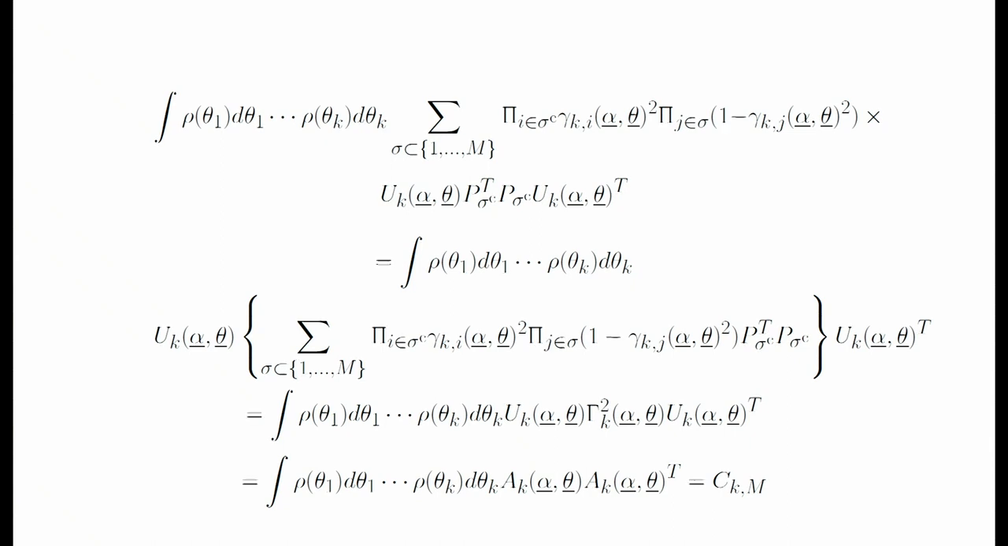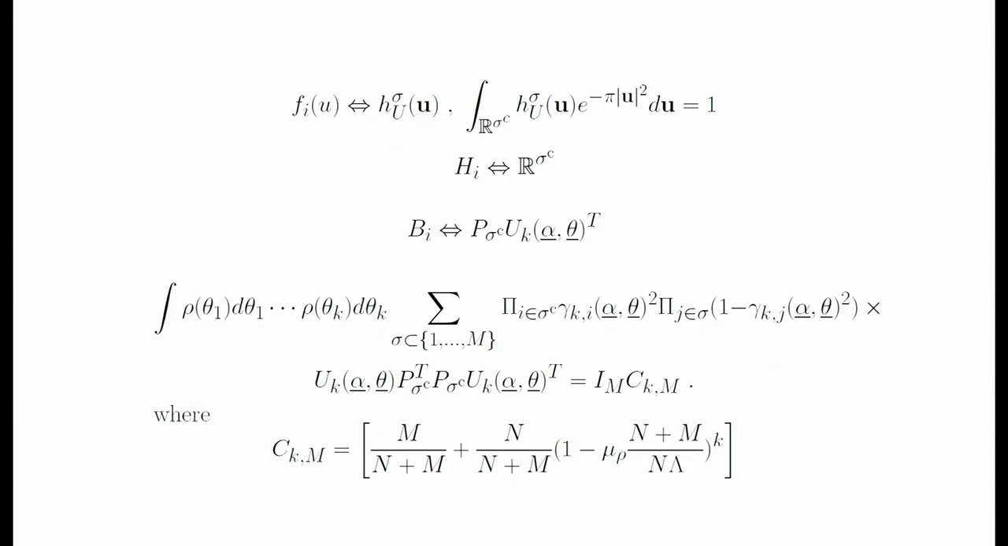Now, what is this? By the singular value decomposition, this is nothing but A_k, A_k transposed. And now you realize again that this A_k, A_k transposed, where did it come from? It came from this product of rotations. That stuff you can compute. And it turns out this is precisely this number C_km. Okay? So what does this mean?